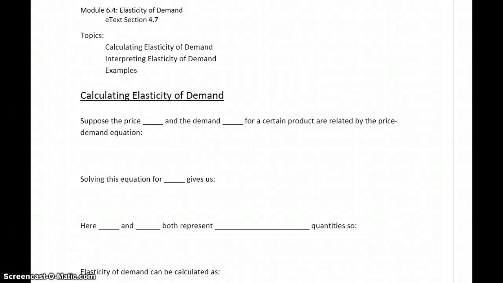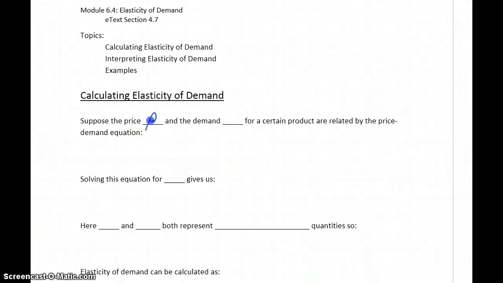Module 6.4 brings us to a new application of the derivative topics that we've been covering so far. In this case, ultimately the question we're going to be interested in answering is how much should we charge for a product? Should we increase price? Should we decrease price? What effect is that going to have on demand or on revenue?